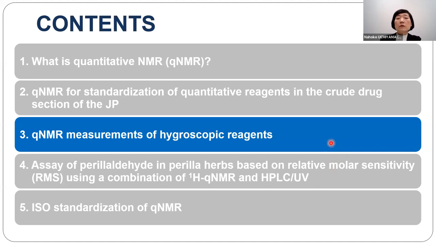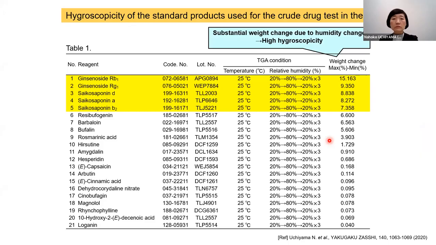The next topic is QNMR measurement of hygroscopic reagent. The purity evaluation of reagent by QNMR requires accurate weighing. However, the weighing of hygroscopic reagent may be affected by the environment. This slide shows the hygroscopicity of 21 standard products for crude drug test in the JP by water sorption, desorption analysis using thermal gravimetric analysis, TGA equipment. Substantial weight change due to the humidity change indicates high hygroscopicity. This result showed that ginsenosides Rb1 and Rg1 and cyclosaponin A and B2 are hygroscopic, as highlighted in yellow.